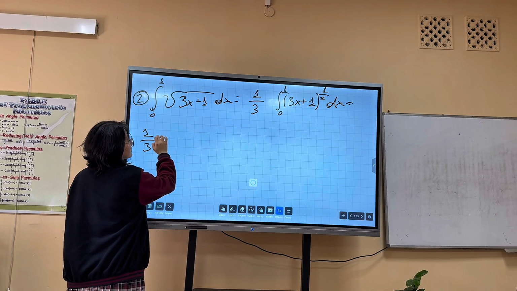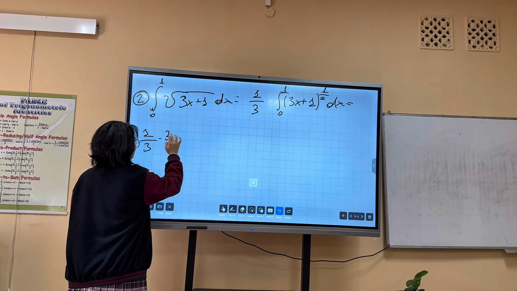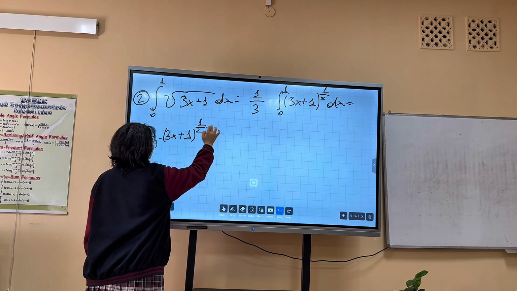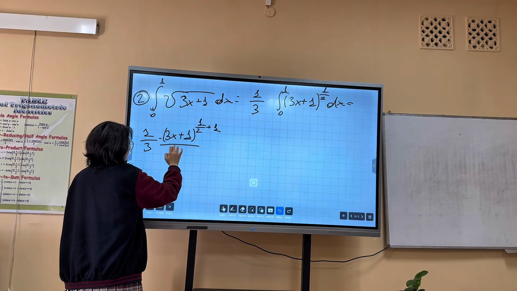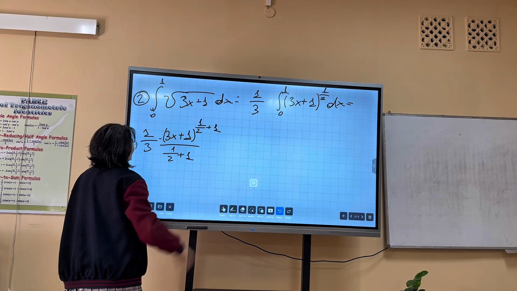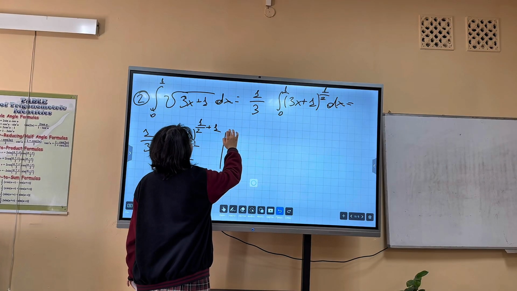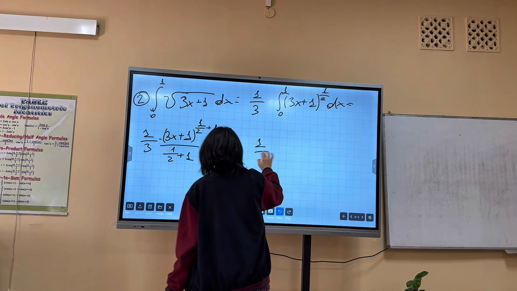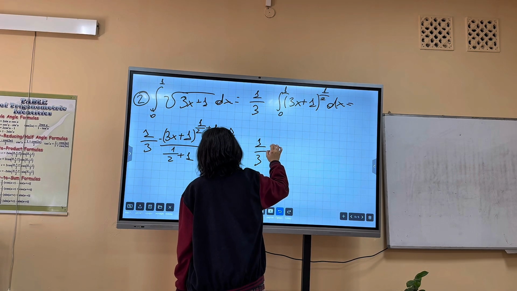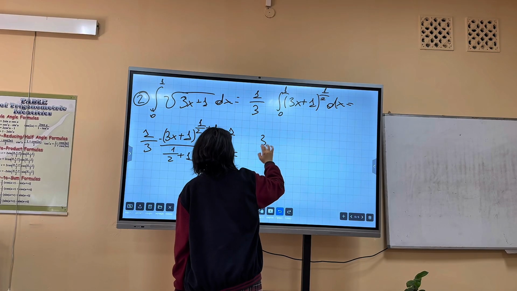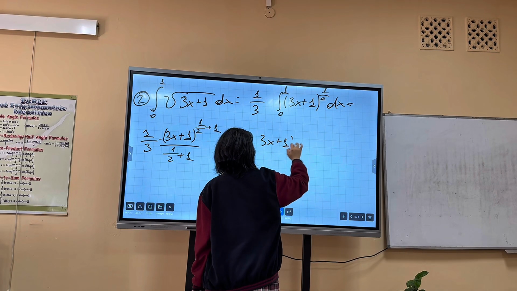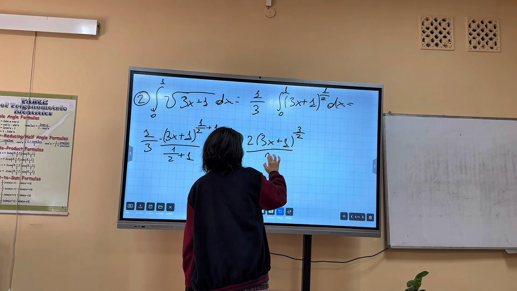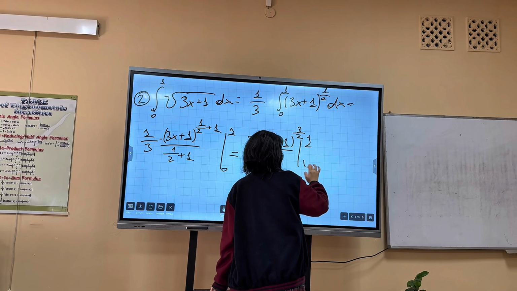It's 1/3 multiplied by 3x plus 1 to the degree 1/2 plus 1 divided by 1/2 plus 1, in boundaries 1 and 0. It's 1/3, 2, 3x plus 1 to the 3/2, divided by 3/2. It's 2/9, between 1 and 0.